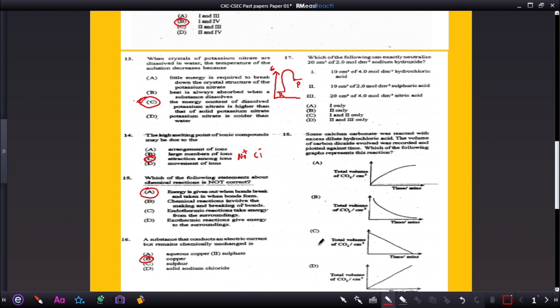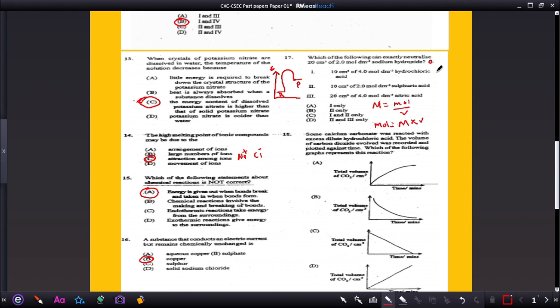Question 17, which of the following can exactly neutralize 20 cm³ of a 2 molar sodium hydroxide? To find the moles of that, first convert the 20 cm³ to dm³. Using the formula M equals moles over volume and rearranging it to find the moles, moles equals molarity, which is big M, times volume. If we plug in the molarity for sodium hydroxide, which is 2, and the volume, which is 0.02, we would get 0.04.